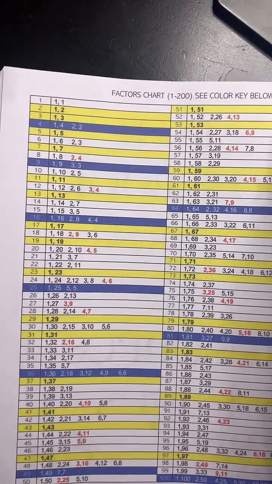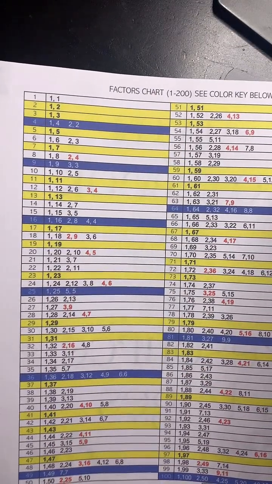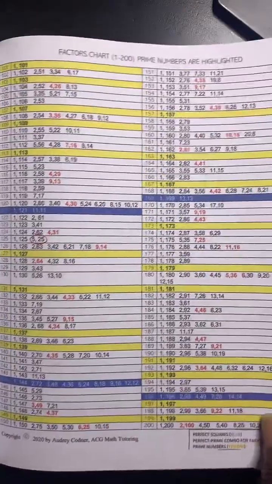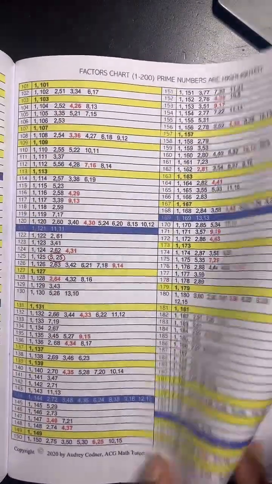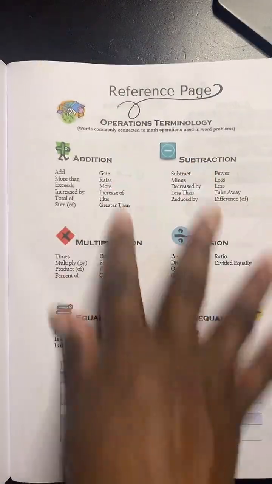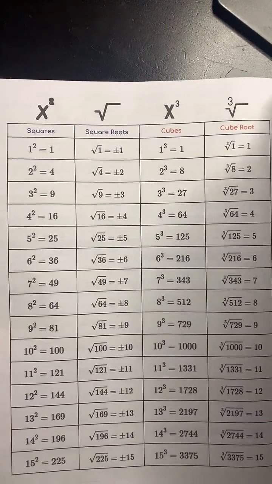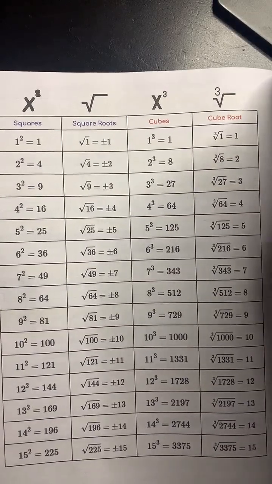So we have a factor sheet. If you are not very good with factoring and you need to know your factors from 1 to 200, I got you right here. Also, we have our order of operations. We have our perfect squares and cubes as well as their cube roots. So that's part of my newer book.